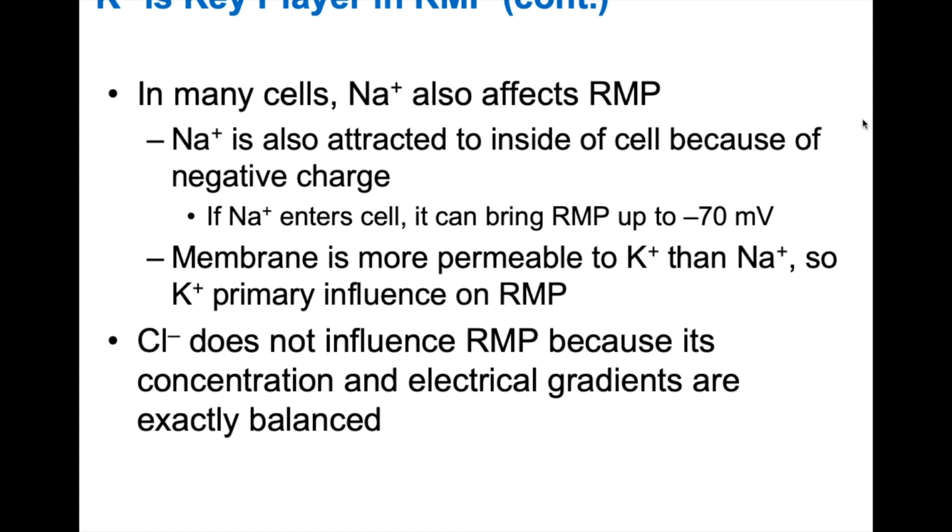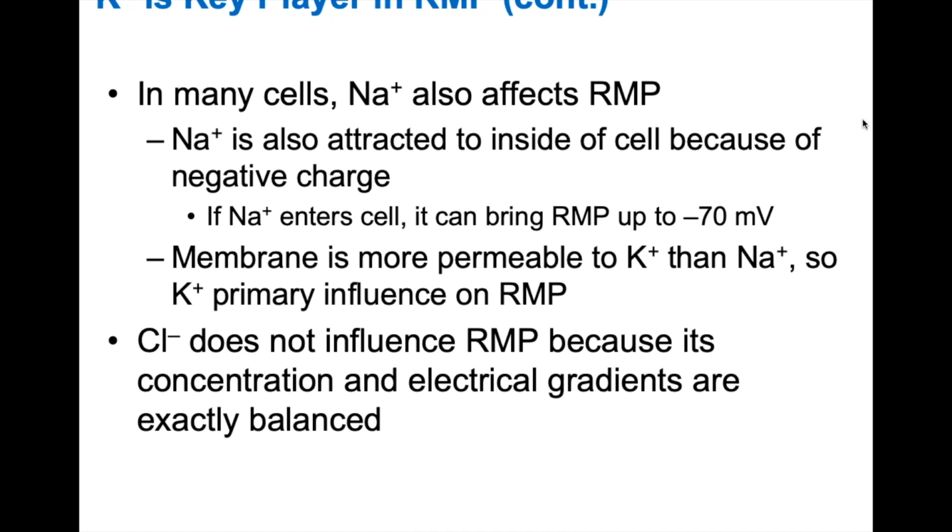That makes sense. So sodium is also attracted to the inside of the cell because of the negative charge that's built up on the inside of the cell. So if sodium enters, this can bring the RMP, resting membrane potential, to negative 70 millivolts, which is still in our normal range between negative 50 and negative 100 millivolts. So the membrane is more permeable to potassium than it is to sodium. So this means that sodium does not travel as easily through the membrane. So potassium is the primary influencer for our resting membrane potential because of this.